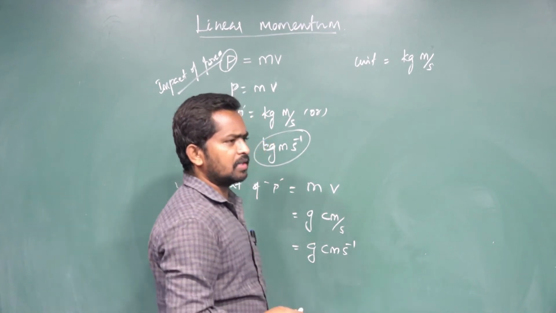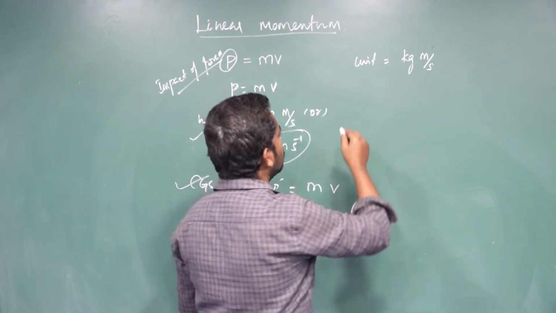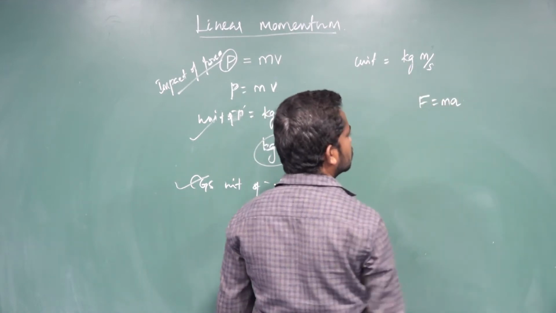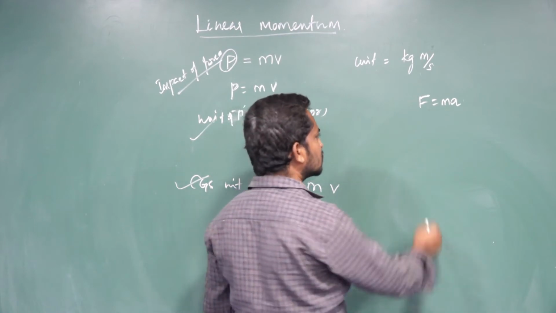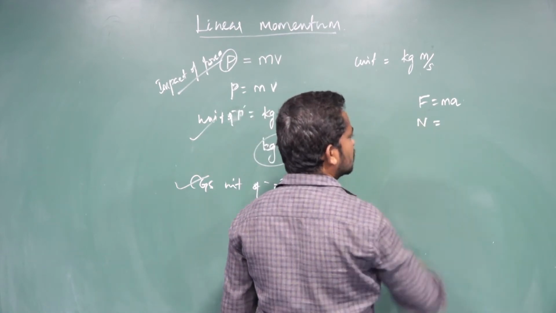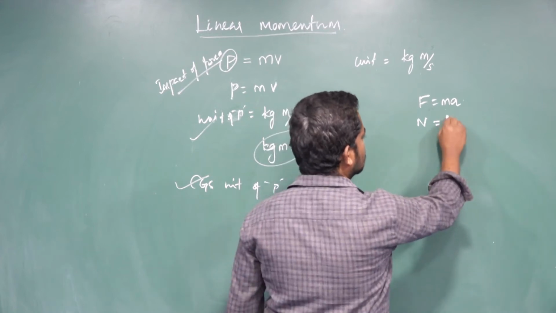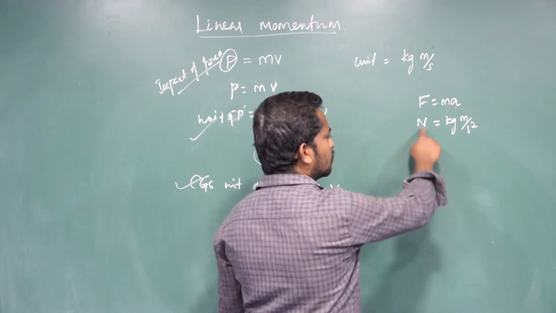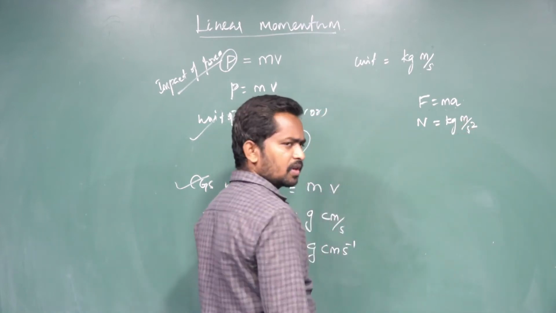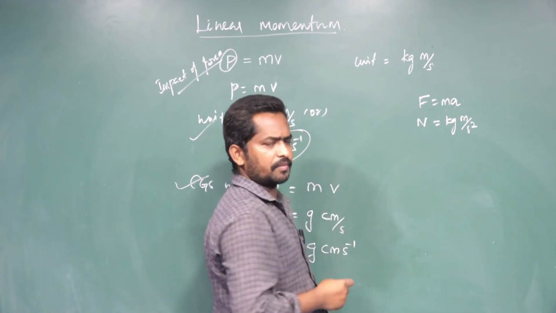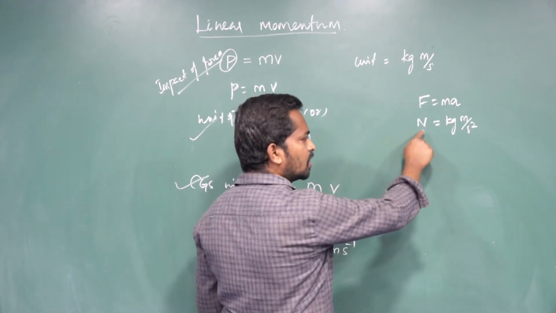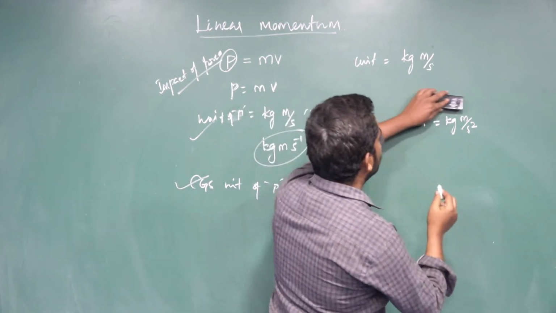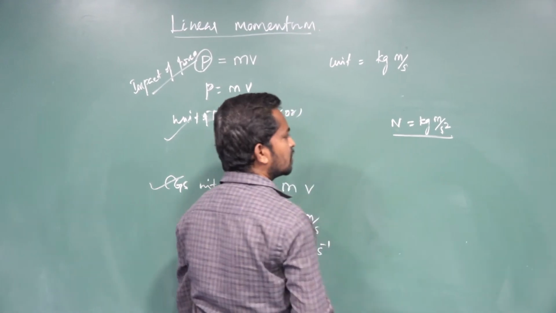Sometimes, what is the equivalent unit of momentum? Force is equal to ma, mass into acceleration. The SI unit of force is Newton. Newton is equal to mass, kilogram, into acceleration, meter per second square. So Newton is equal to kilogram meter per second square. This was studied well in lower section.